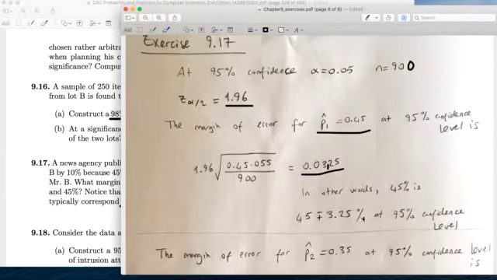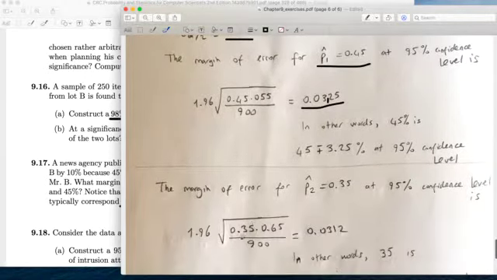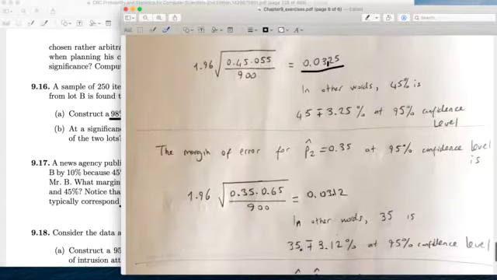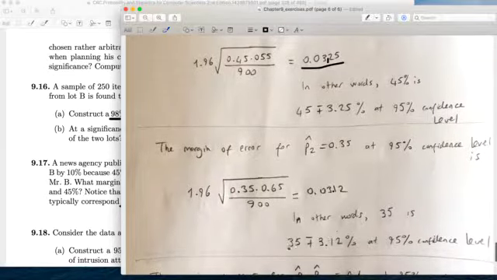Okay, we do the exact same thing. So this is the margin of error. 3.25% is the margin of error for candidate A. We do the same thing for candidate B. 0.35 multiplied by 0.65 divided by the same number of samples. And in this case, our estimate could be wrong by 3.12%. So when we're reporting this, 35 could be 38.12 at most, or it could be as small as 31.88, at 95% confidence level. So our margin of error is 3.12 for this.